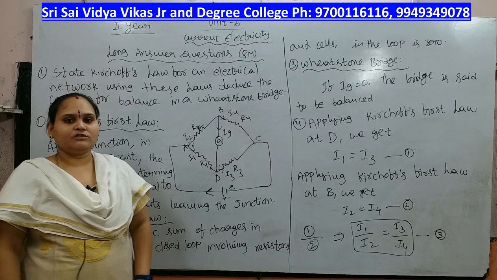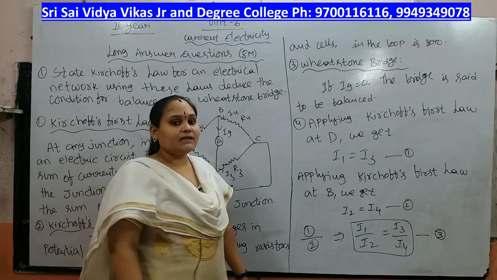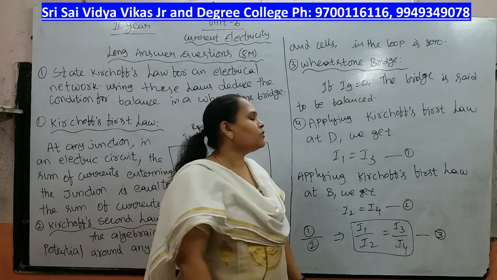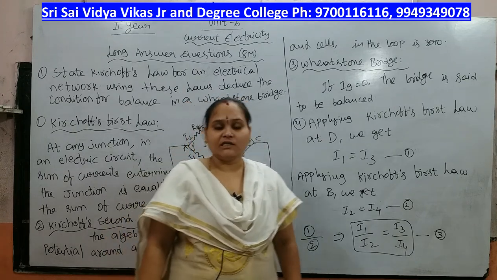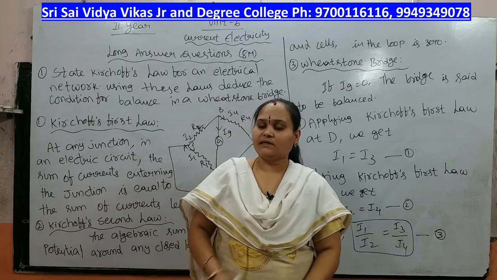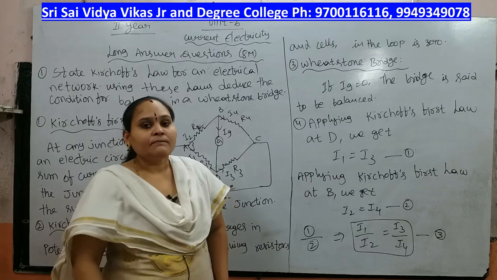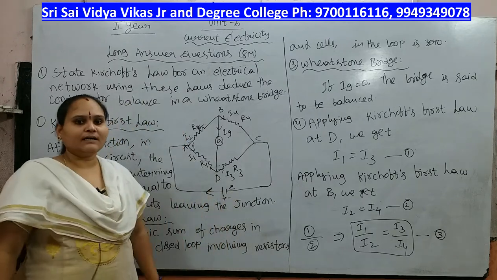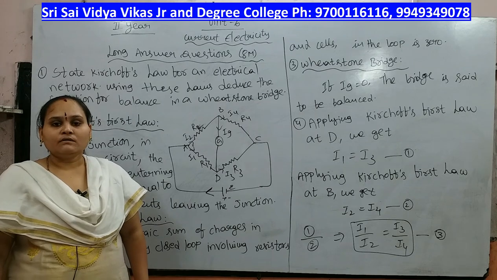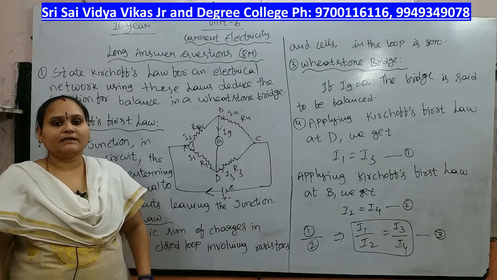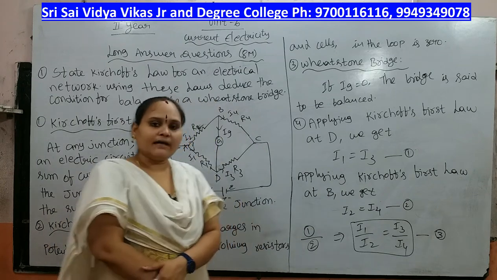Next, the Wheatstone bridge condition: Ig equal to 0. That means the current in the galvanometer becomes 0, then the bridge is said to be in balanced condition. There is no current in the galvanometer, that means Ig equal to 0. That condition is nothing but the bridge balancing condition. The current in the galvanometer shows 0, that means there is no change in the Wheatstone bridge, and the bridge is said to be in balancing condition.